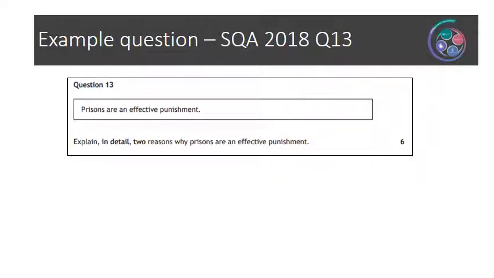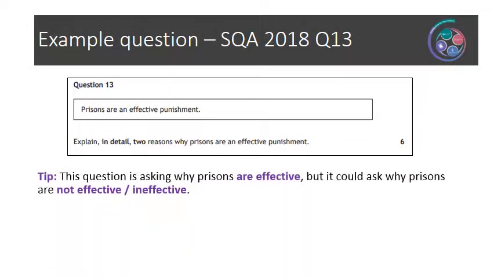So let's have a look at an example explain question taken from the 2018 SQA paper. This is question 13. You have the statement, prisons are an effective punishment. Explain in detail 2 reasons why prisons are an effective punishment. And again, you'll be able to see that this question is worth 6 marks. That means that we need to P twice in our response.